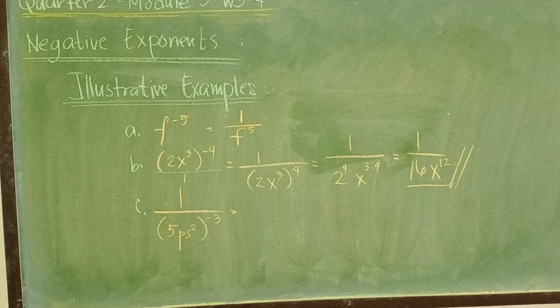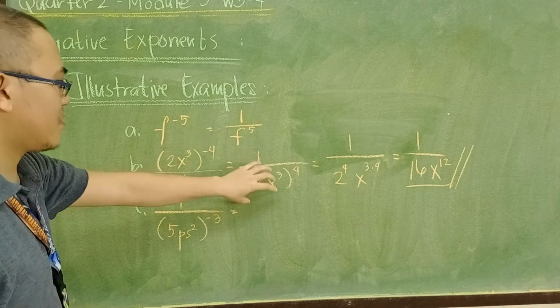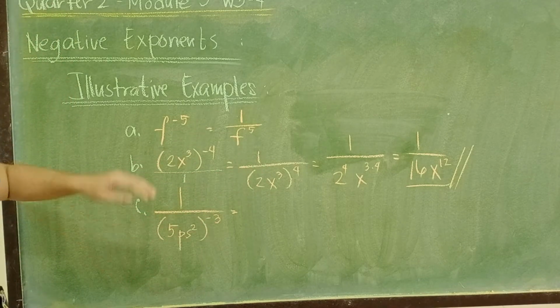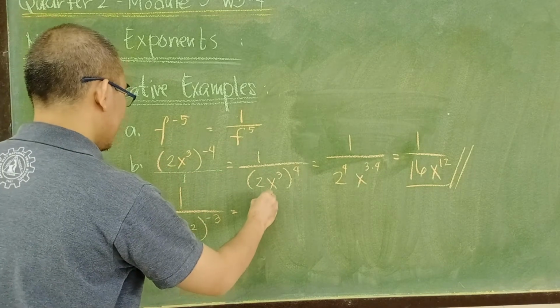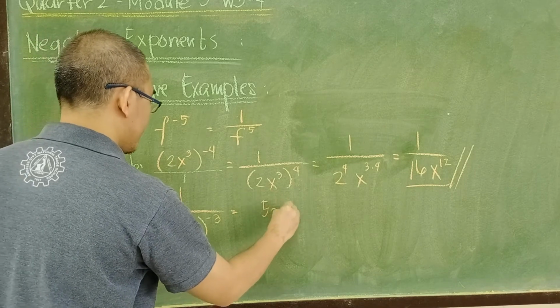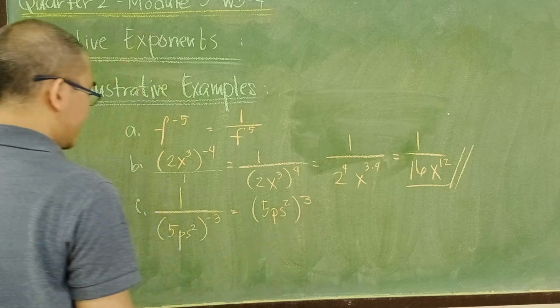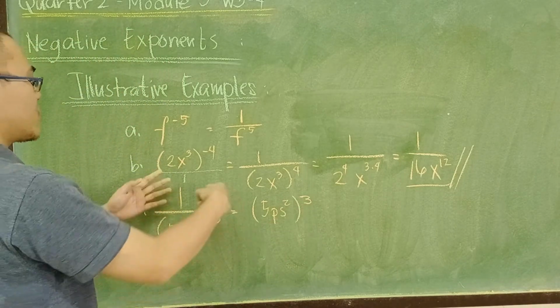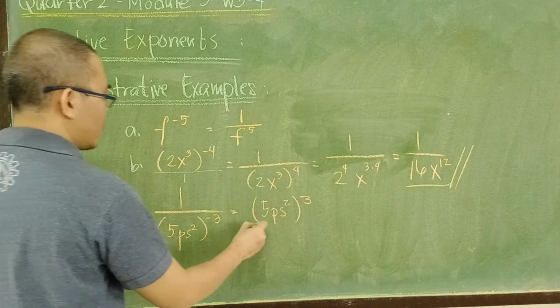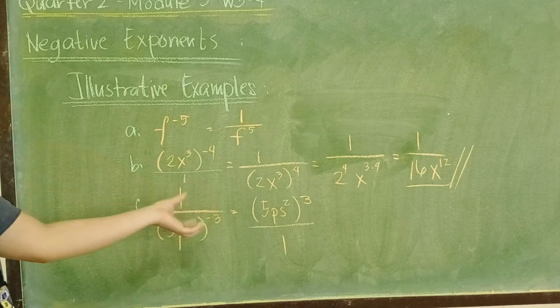Next, letter C. So, sa letter C, nasa ilalim yung term natin na may negative exponent. So, ang gagawin, kunin mo lang yung reciprocal, ilipat mo siya sa taas. Ito, nandito siya sa taas, nilipat mo sa baba. Ito, nasa baba, ililipat mo sa taas. So, magiging 5 ps squared raised to positive 3. Since negative siya dito, pag nilipat mo sa taas, magpapalit siya ng sign, all over 1. So, nagpalit sila ng lugar.